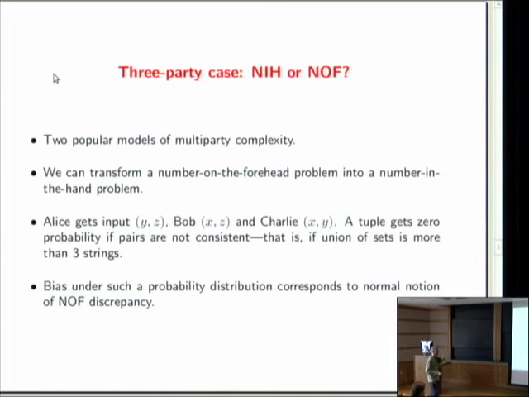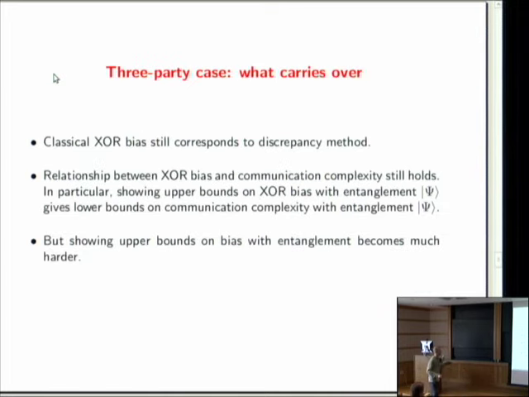Okay, so first let's see what carries over to the three-party case. The classical bias still corresponds to the discrepancy method. The game is again, each player just outputs a single bit and you take the product of all those bits and see how that correlates with the function.